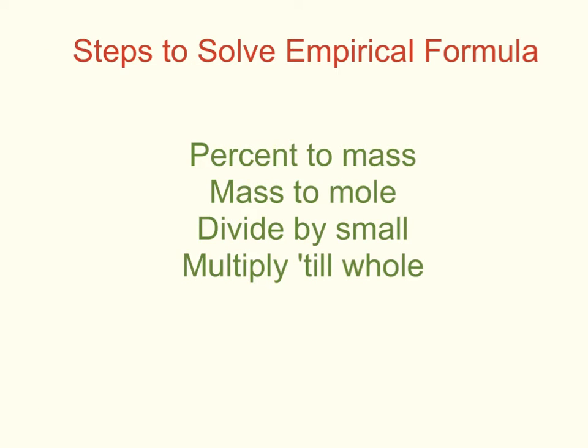There are 4 steps to follow when you're solving for the empirical formula. The first thing you want to do is change from percent to mass, and then you convert from mass to mole. Divide by the smallest number, and then multiply till whole. If you can remember this little rhyme, it will help you to remember the steps in solving the empirical formula. Make sure that you copy these steps down in your notes because you will be able to use those when we take the quiz at the end of this small unit.